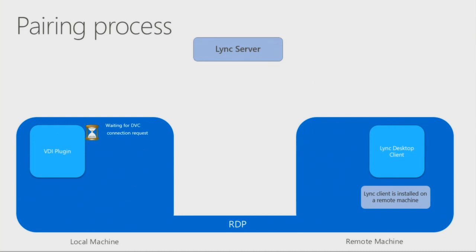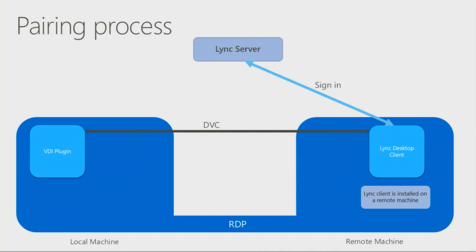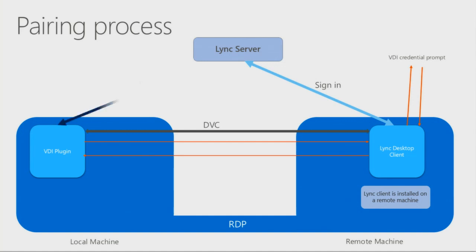Once the user has launched the desktop client and has entered the credentials, using the user at domain piece, the client will do a discovery and then find the Lync server, and it will sign in. Once it's signed in, the client has logic to send a DVC channel request. That's when the plugin will tell the desktop client, give me the credentials, I want to sign in as well. That's when you see the credential prompt. So the second sign-in is seamless then? Yeah, it's not visible to the user.